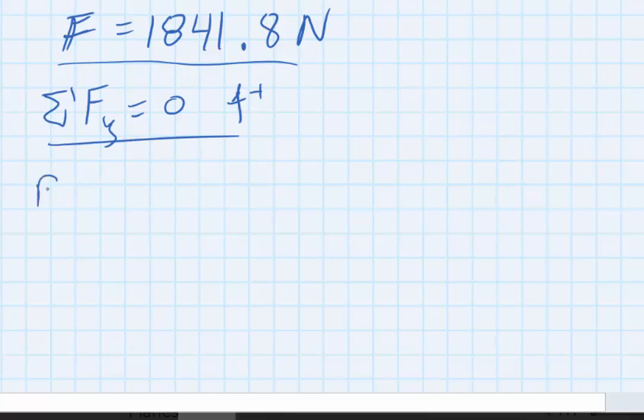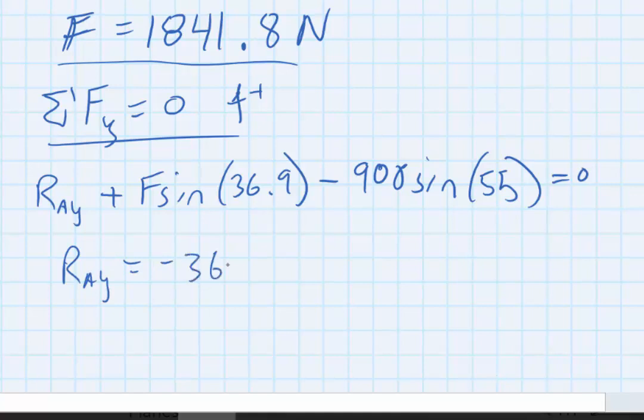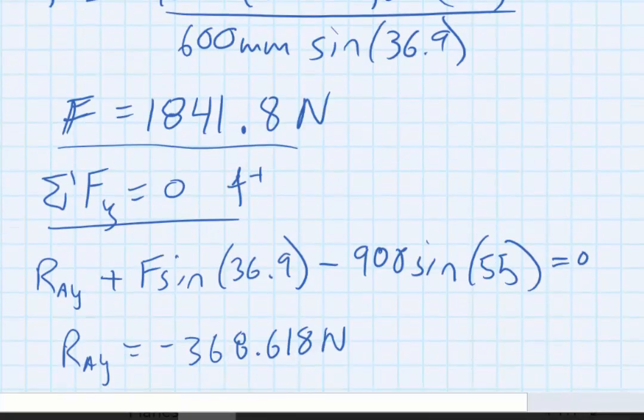So we'll have RAY plus F sine 36.9 minus 900 sine of 55 equals 0. And I get RAY equals a negative 368.618 newtons. Now, what that means is it doesn't mean that we're wrong, that just means we assumed wrong.